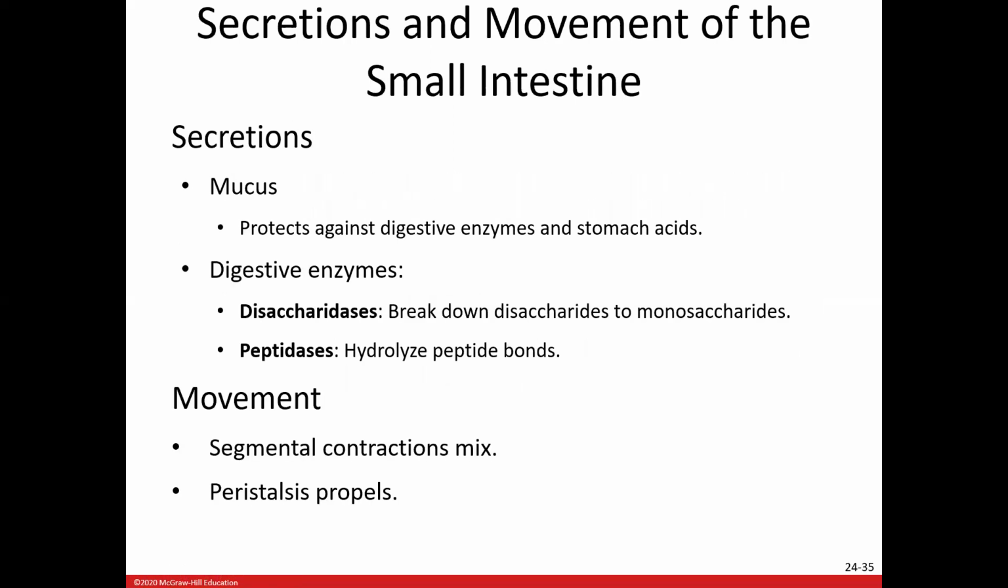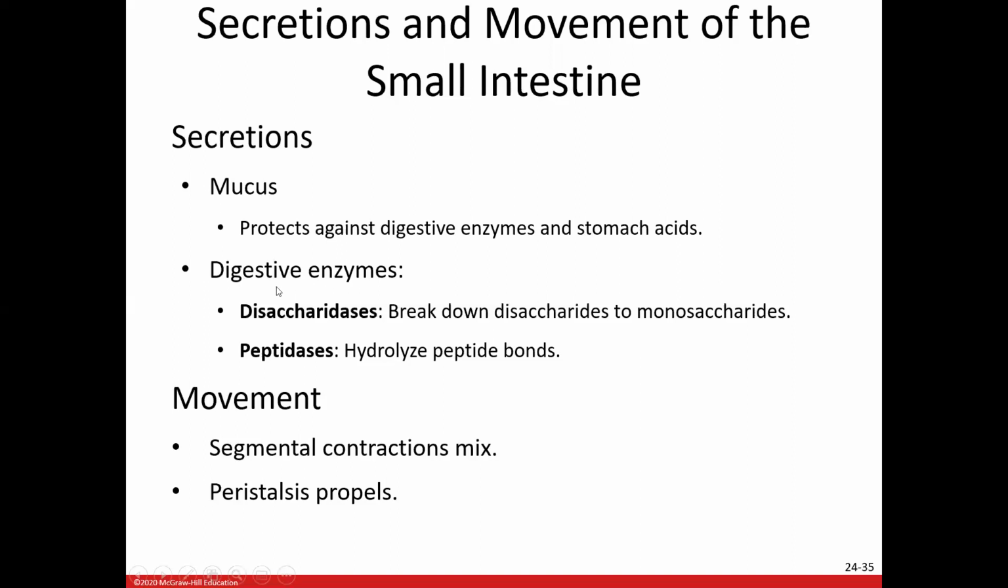So the small intestine has a lot of different secretions and things that it produces. The first of which I mentioned a few times already, is mucus. This does a couple things. One, it keeps the digestive tract lined so things can slide through, but it also protects against any sort of digestive enzymes or stomach acids. And there are a lot of acidic contents in the small intestine, both from the stomach itself as well as the pancreas.